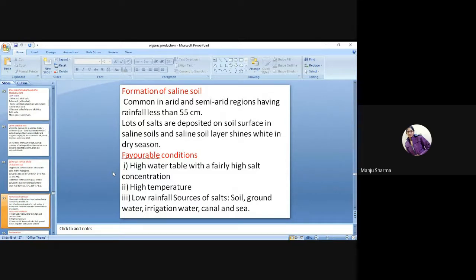Then what are the favorable conditions? Favorable conditions are a high water table with a fairly high salt concentration. The second is high temperature. The third one is low rainfall. Sources of salts are soil, groundwater, irrigation water, canal and sea.